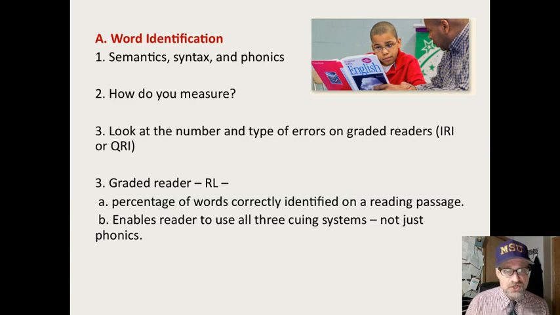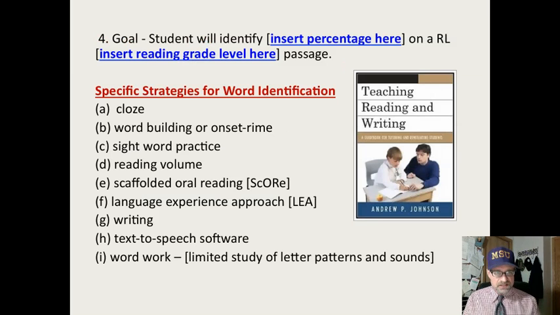Well, how do you measure word identification? One way to do it would be to look at the number and types of errors on a graded reader, using the IRI or qualitative reading inventory or any graded reader. You can then figure out percentages of words correctly identified on a reading passage. A passage enables the reader to use all 3 cueing systems, not just phonics, like a list of words on the DIBELS test.